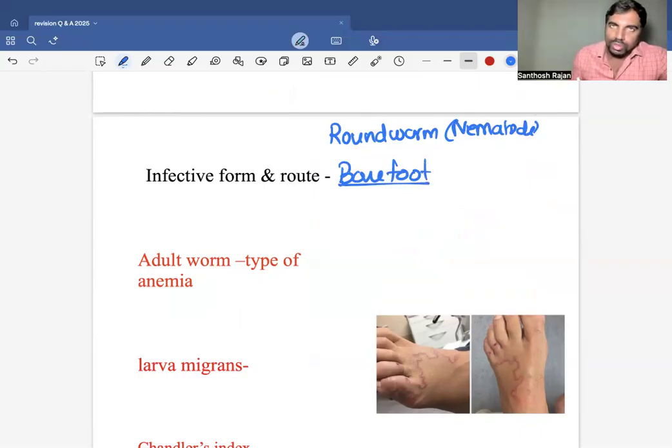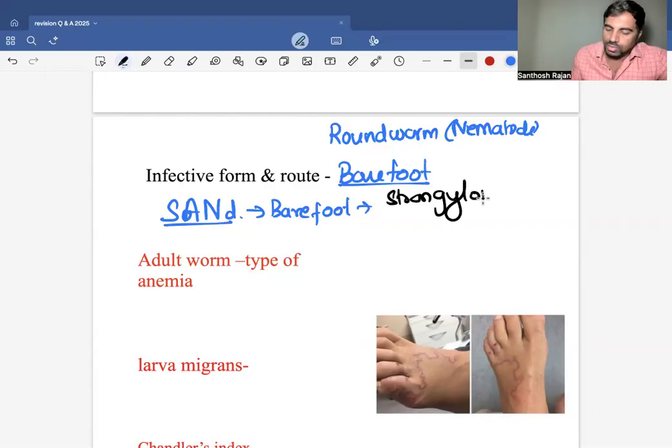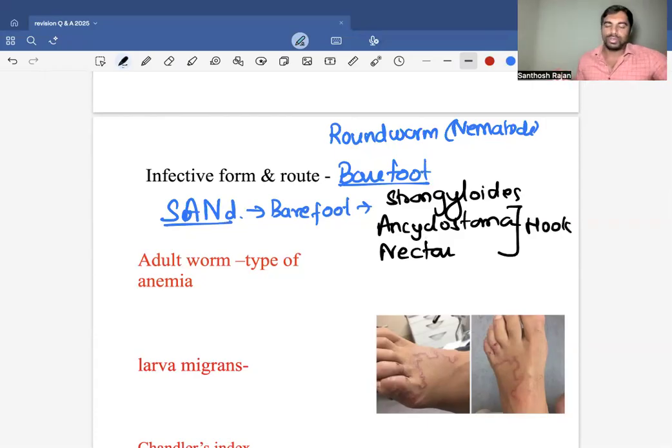If someone wants to walk on the beach, on the sand, let's remember sand. So in sand, you walk barefoot. What does S stand for? S for Strongyloides. A for Ancylostoma. And N for Necator. These two are hookworms. So remember, you walk in the sand barefoot. This is the clue for you.